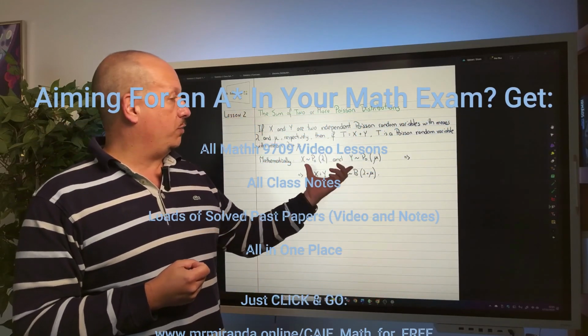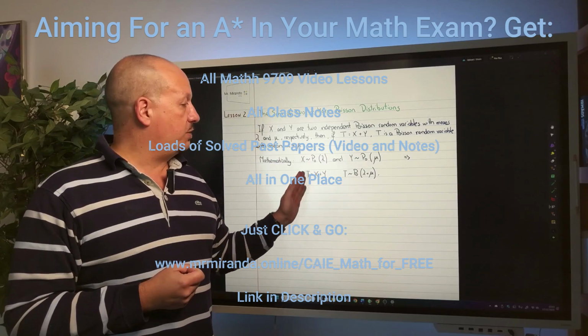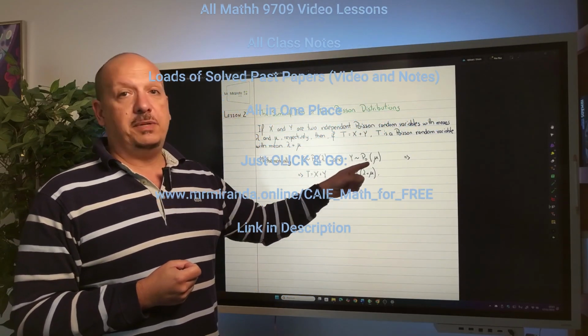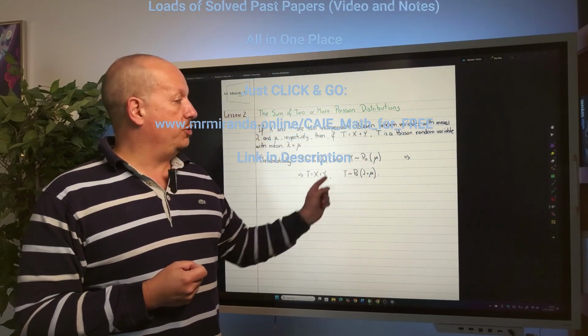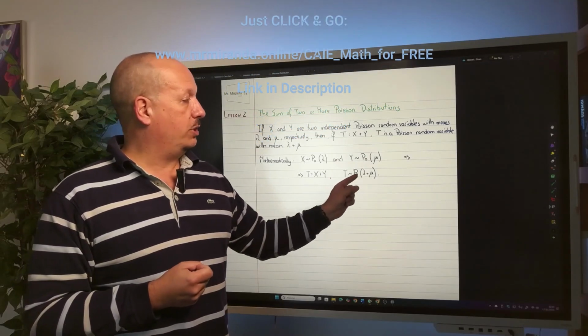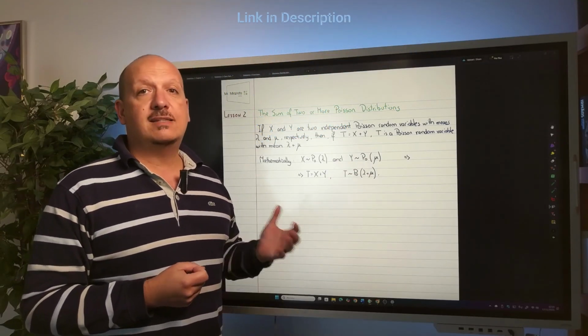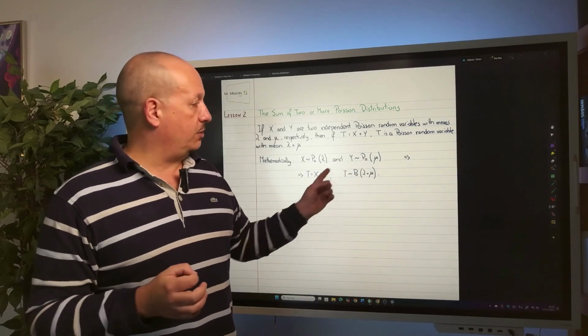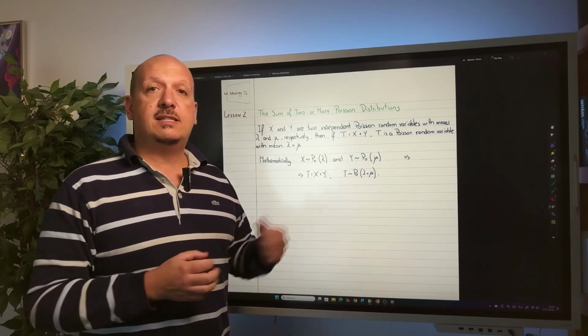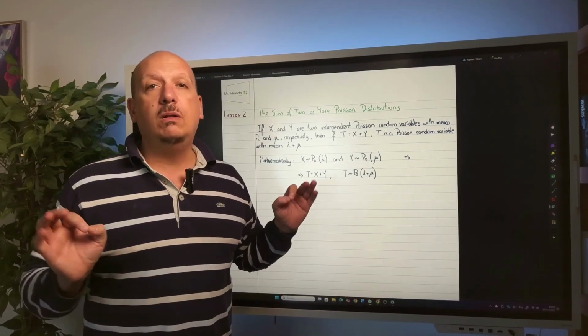is to add the means, and you will have a new random variable in which the parameter is going to be that sum. As simple as that. Then you treat this the same way as before, and that's all that you need to know.